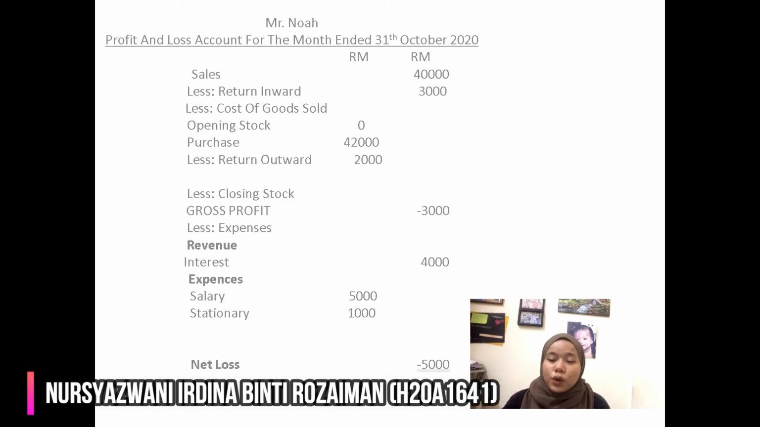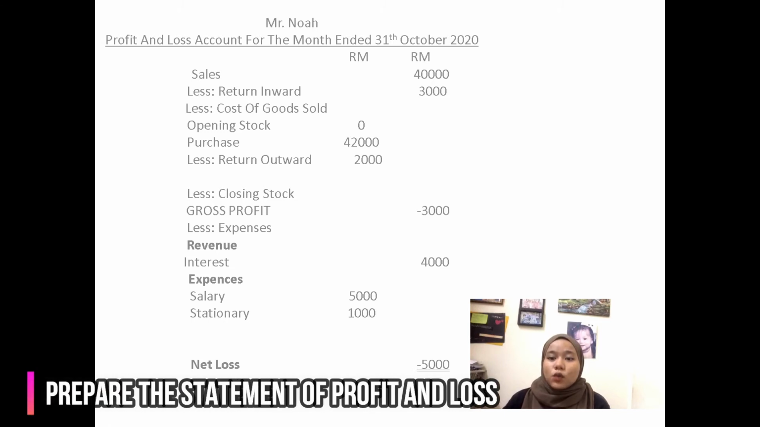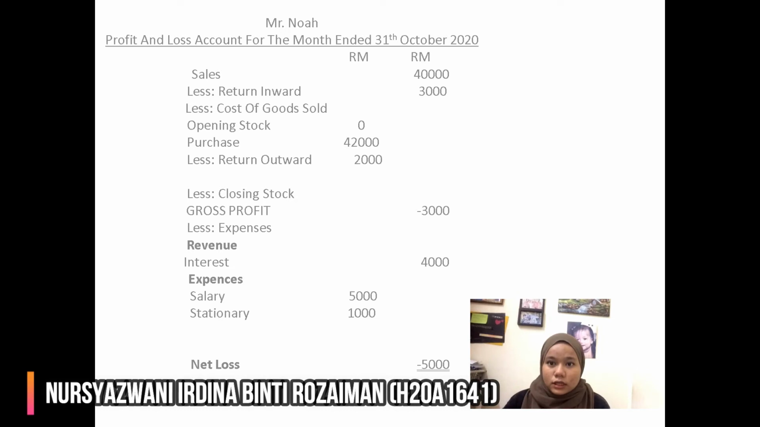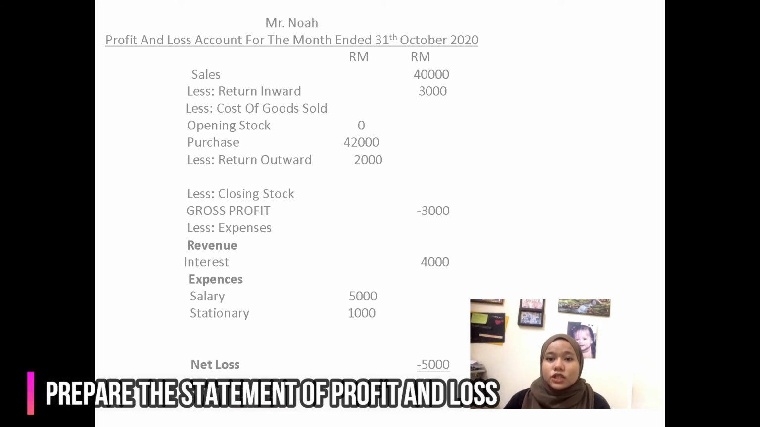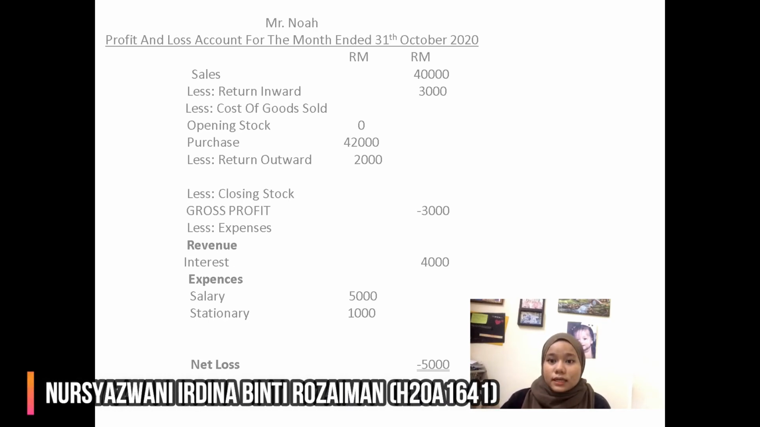Okay, next I will present the profit and loss of Mr. Noah's business at the end of the month, 31 October 2020. As we can see, for the sales on the debit side is 40,000, while the less return inward is 3,000. As for the gross profit, it is minus 3,000, and interest in revenue is 4,000.